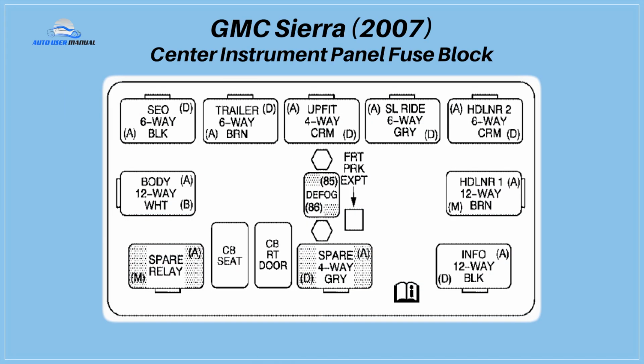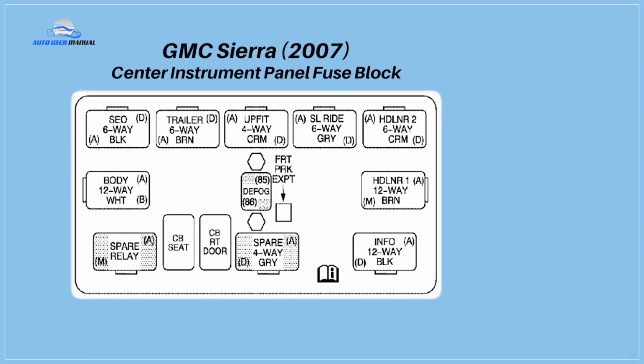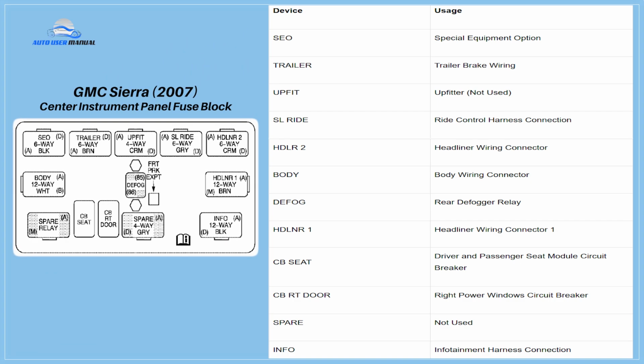The center instrument panel fuse block in the 2007 GMC Sierra distributes and protects power for interior systems such as the audio system, HVAC controls, and lighting, circuits for power outlets, and driver information systems.